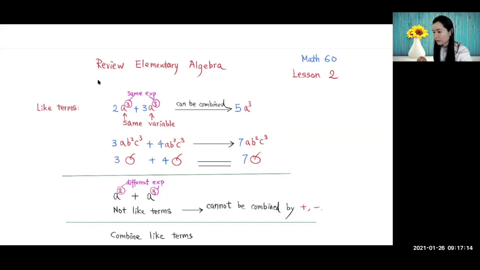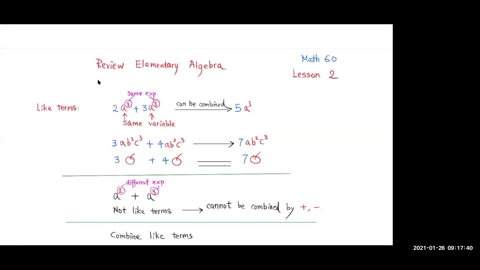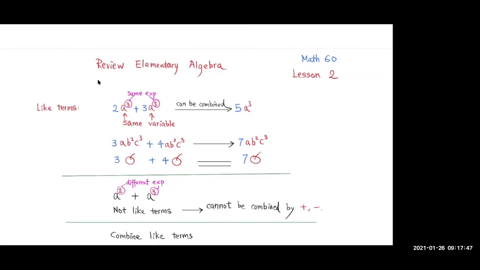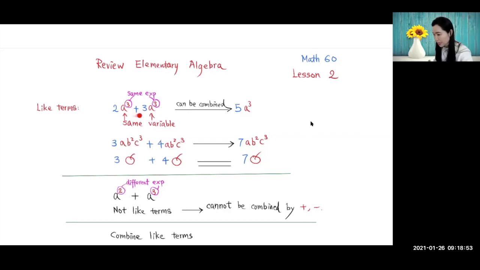First, I'm going to go over what like terms are. Like terms are those terms that have the same variable and the same exponent on the corresponding variables. When you combine like terms, you add the coefficients. So 2 plus 3 is 5, and then aq plus aq is still aq. The exponent doesn't change.